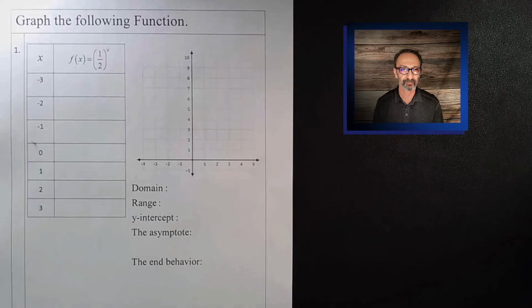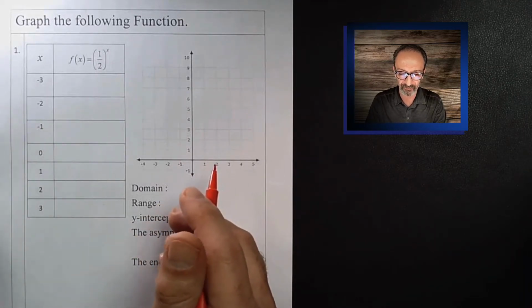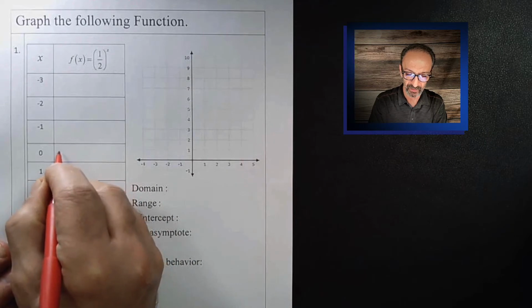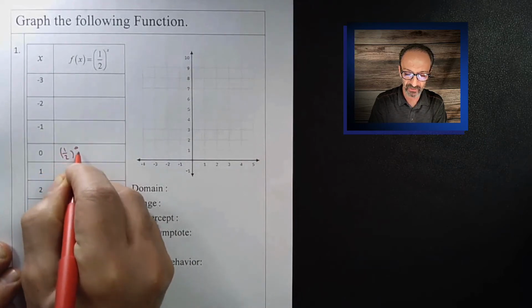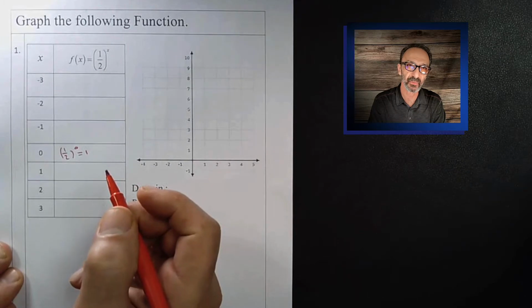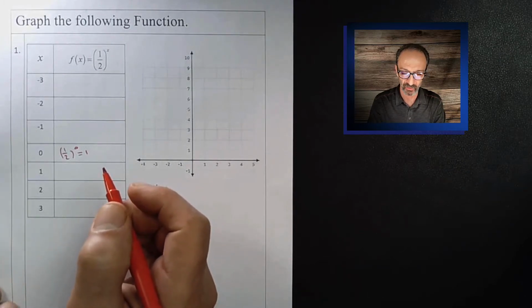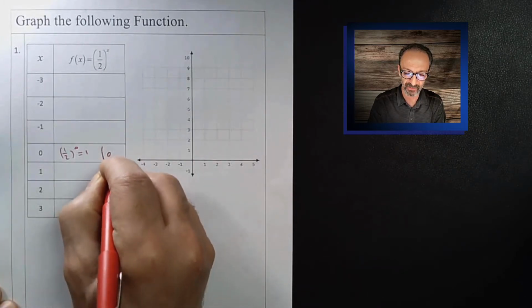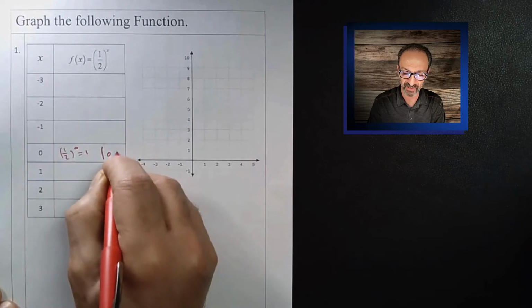Number 1. Graph the following function, f of x equals 1/2 to the power x. If you keep multiplying by half, the values will decrease, and you will see how it works. Let's start with 0. For the 0, the easiest one to start with, 1/2 to the power 0 is 1, and anything raised to the power 0 is 1. So 0 as an input will give me 1 as an output.